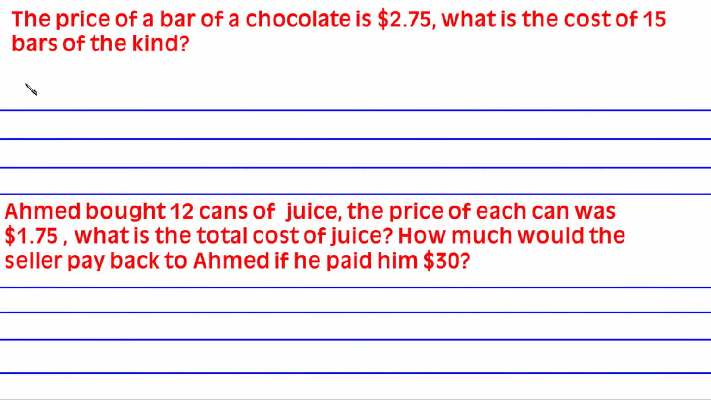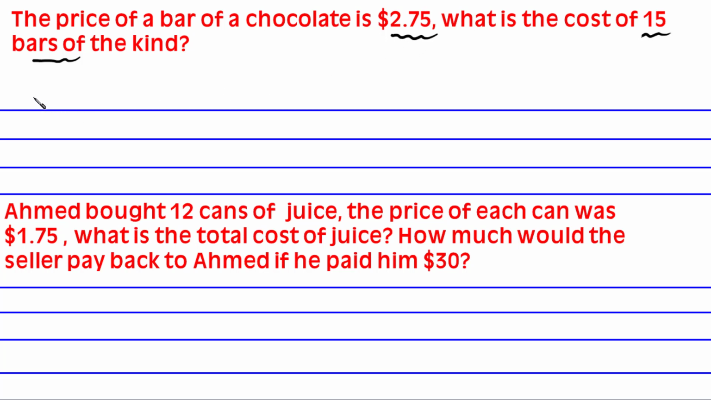Now we have 2 problems here. The first problem, he said the price of a bar of chocolate is $2.75. This is the price of just 1 bar. What is the total, or what is the cost of 15 bars of the same kind? To find the cost of 15 bars, we will multiply the number of bars, which is 15, by the price of each one, which is 2.75.